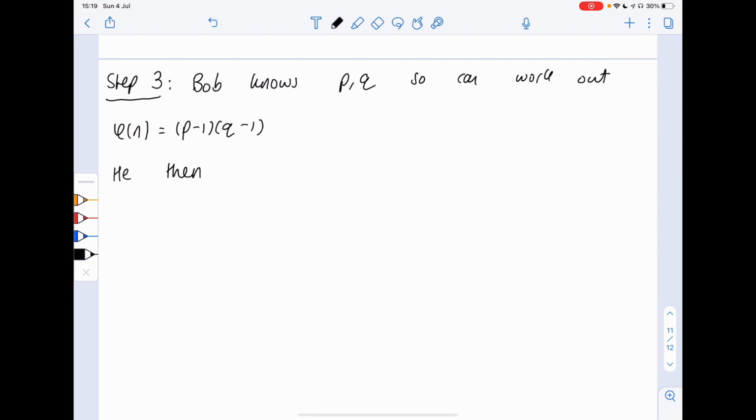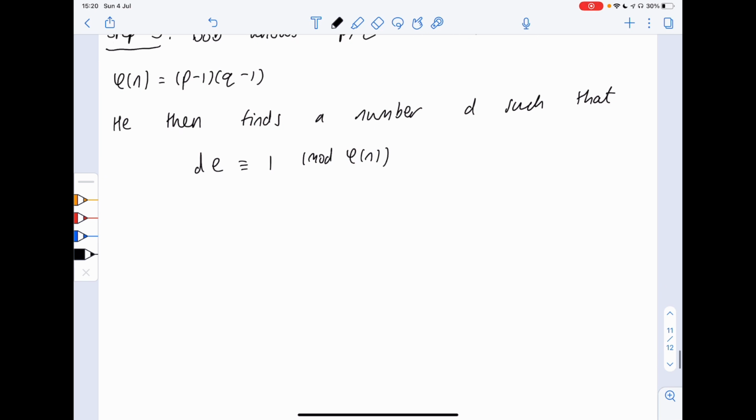He then finds a number D such that D times E is congruent to 1 mod phi of N. Another way of writing this is that D times E is some number times phi of N, plus 1. So D times E is 1 more than a multiple of phi of N. This all looks a bit complicated, but hopefully this makes it clear why he would want to do this.